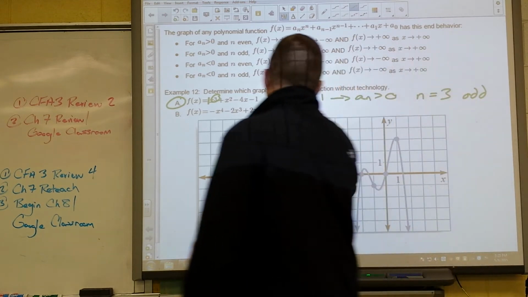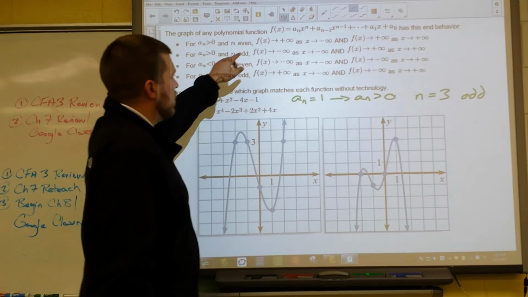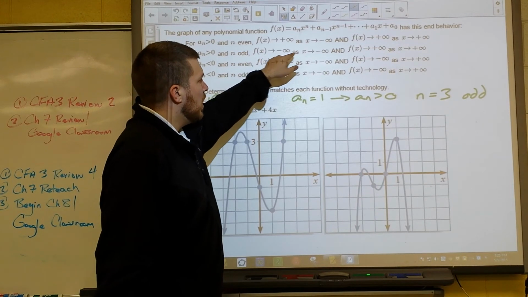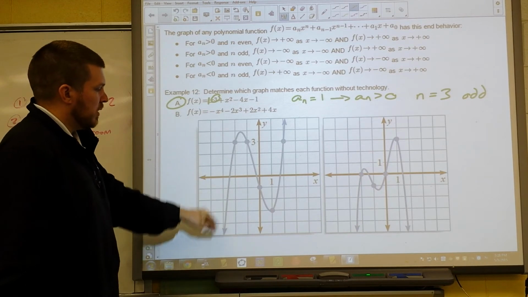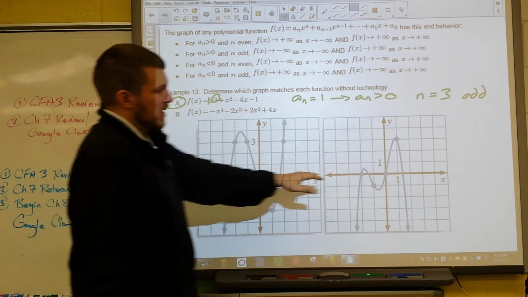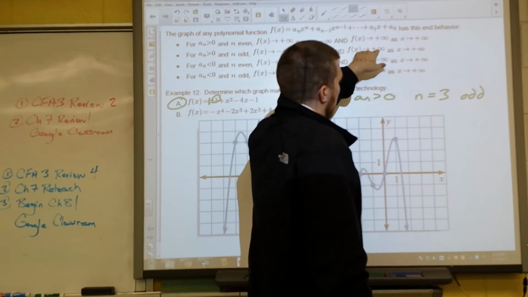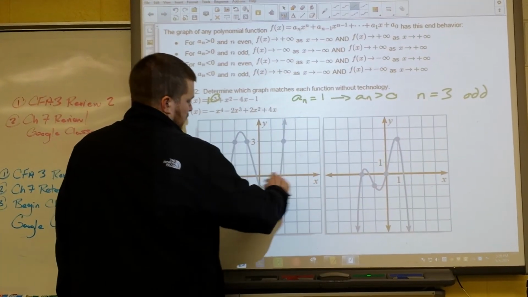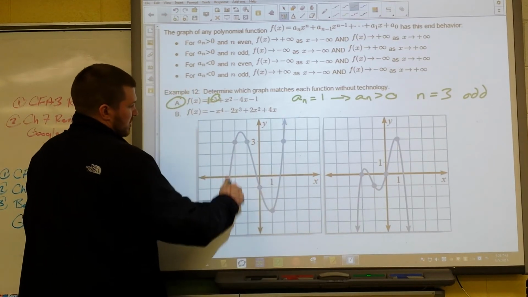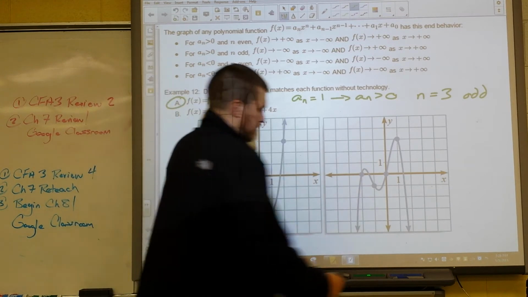Since I know a sub n is positive and n is odd, I'm using this rule. So we know that the y values will fall as we go to the left of the graph. So we're looking for y values that fall as we go to the left of the graph. That could be either picture. Well, let's finish it off. The y values are going to go up as we go to the right of the graph. So that means this is graph A. Well, by elimination, this has to be graph B, but let's check.